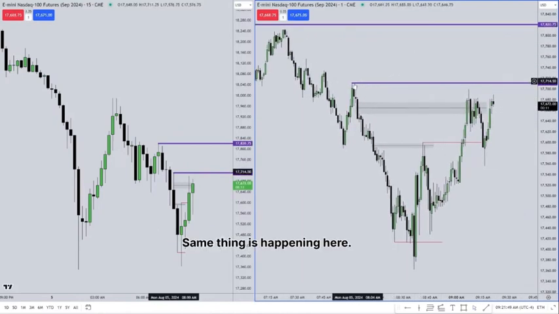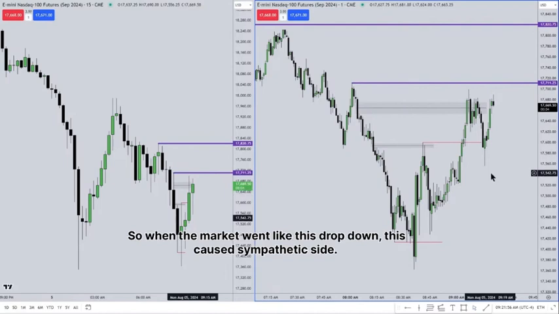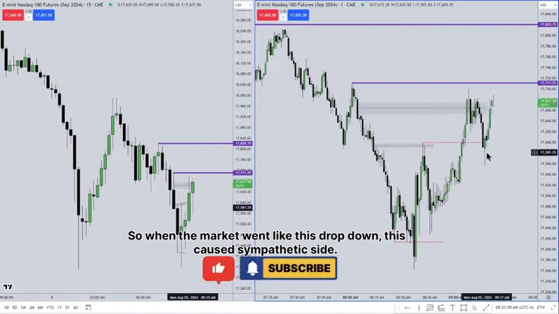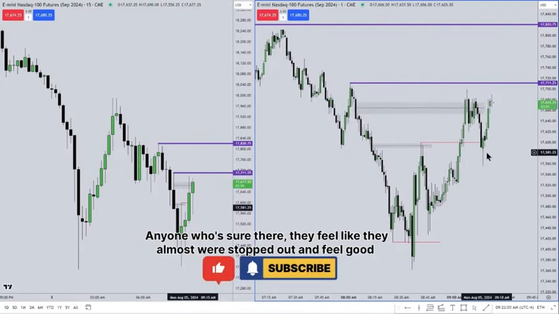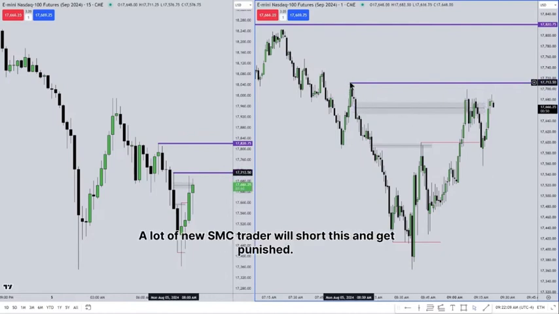Same thing is happening here. We have this high here, slightly lower than the right one. So when the market went like this, a drop down, this caused sympathetic sentiment. Anyone who's short there feels like they almost were stopped out and feels good now, because there they will put the stop loss, but it's buy-side liquidity and price will rip through that. A lot of new SMC traders will short this and get punished.